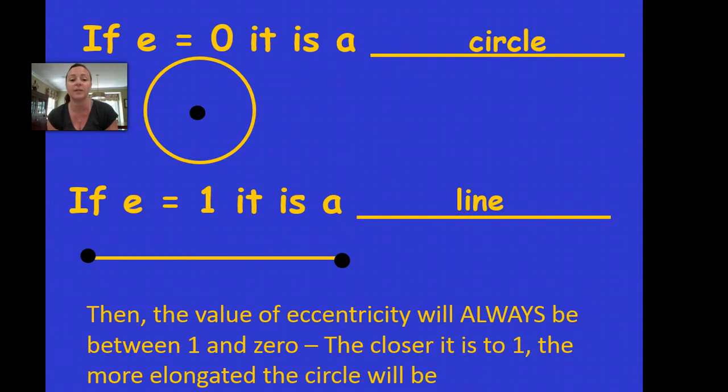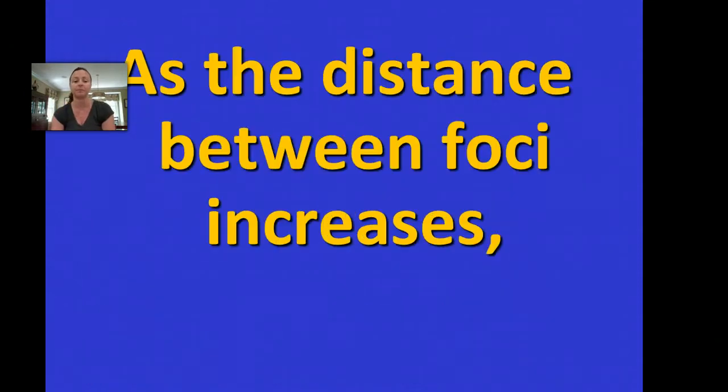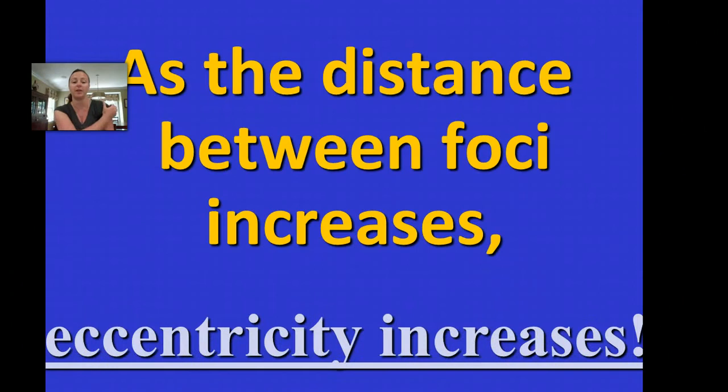So if E is equal to 0, it is a circle. And if E is equal to 1, it is a line. Then the value of eccentricity will always be between 0 and 1. The closer it is to 1, the more elongated the ellipse will be. And I like to remember that because the number 1 is a line. So the larger the eccentricity, the more eccentric an ellipse is, the flatter it will be. As the distance between the foci increases, the eccentricity increases.